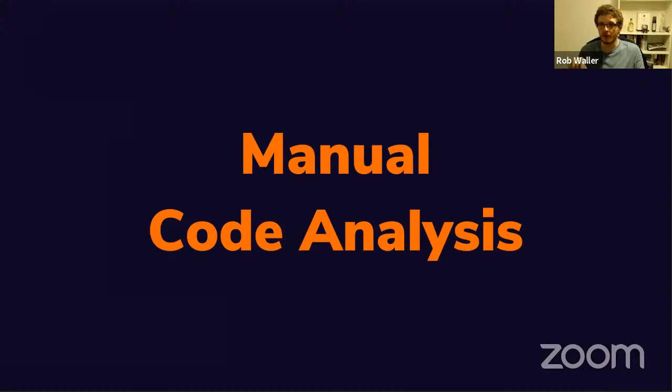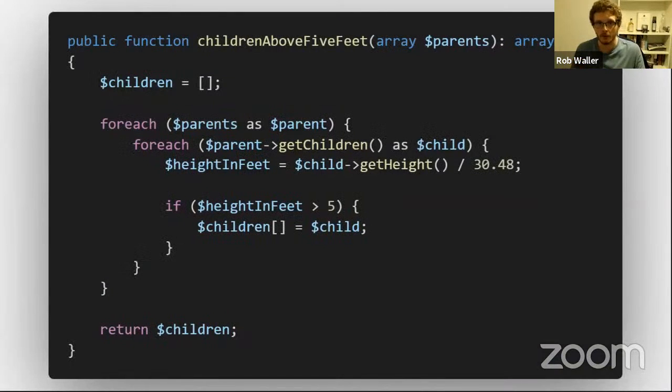So I'm just going to give a quick example, right? In this very simple function, we have a simple method that checks for children who are above 5 feet tall. This might be a method that exists in some sort of theme park system. For instance, the child can only have a ticket for the ride if they're above 5 feet tall.